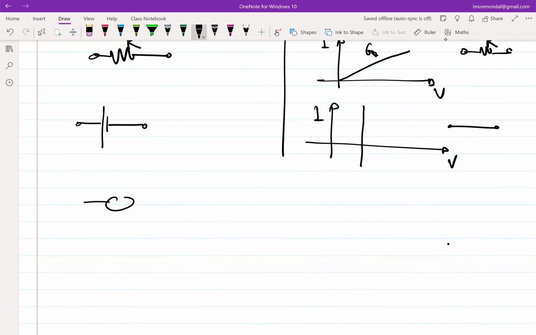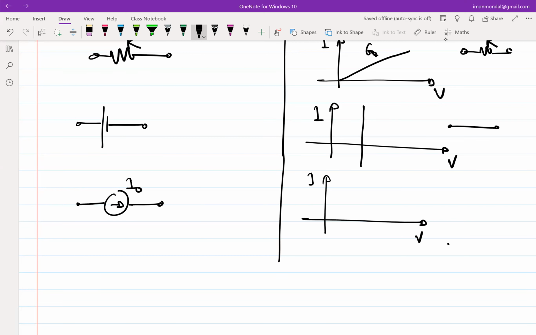What about a constant current source? What is the IV characteristics of a constant current source? Parallel to the x-axis. Great. What is the slope? So what should I replace this with? Open circuit, right? 1 over slope is infinity, so it becomes an open circuit.